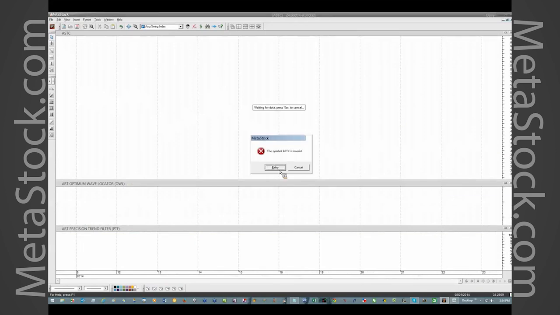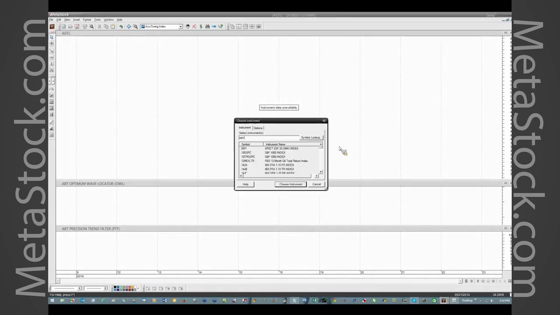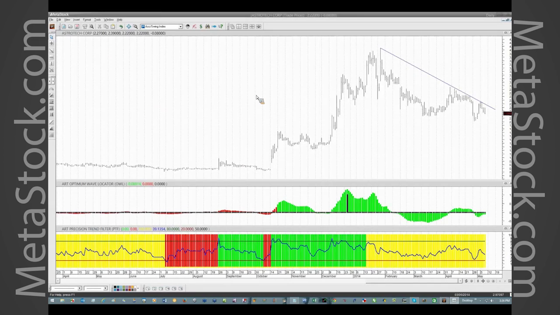ASTC, let's see if this one will come up here. On this one here on Astrotech, notice we had a huge owl pull up on this major move to the upside. And then we had a sell-off. We're still technically in the correction. We want to wait for the correction to break out. We've got a negative owl right now, and we have a yellow colored PTF.